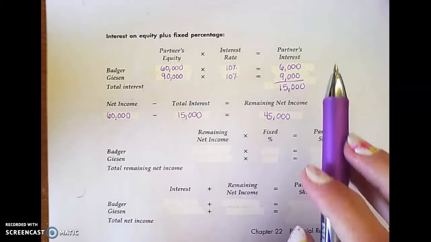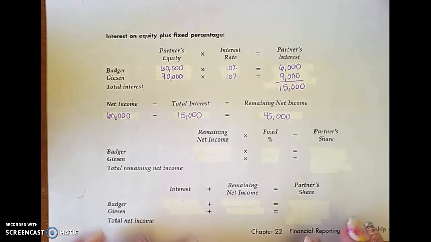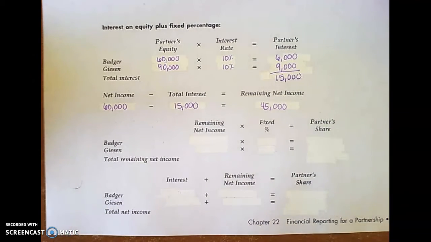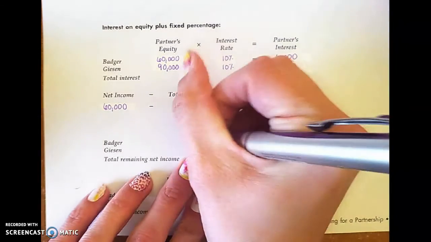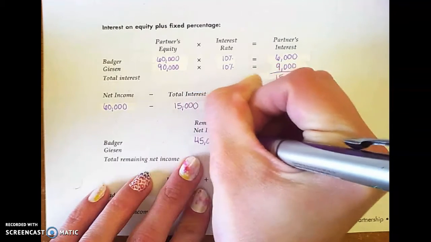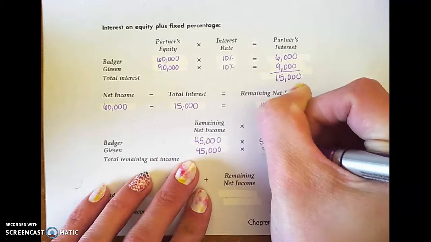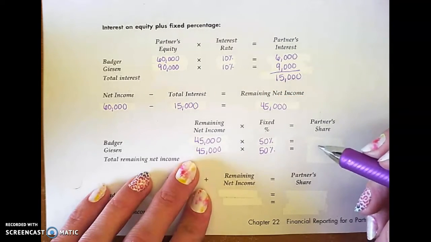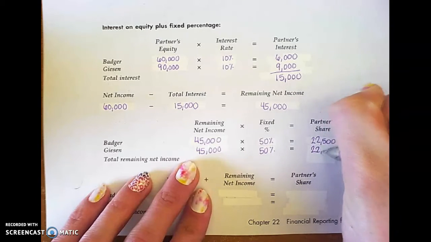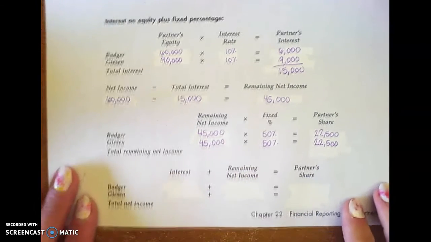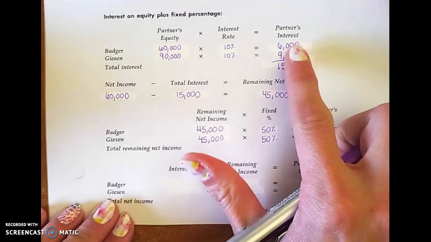Now with this one here, they're each going to get their interest right away, and then they're going to divide the remaining net income that is left over. And with this one here, the partners will share the remaining net income equally. So the remaining net income is 45,000. And since they are sharing it equally and there's two partners, their fixed percentage will be 50%. And so each partner will receive 22,500 of the remaining net income. So to calculate all of this, how much each partner's share will be, we'll take the partner's interest from up here.